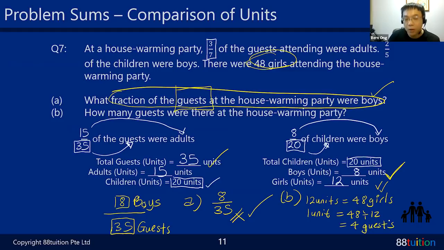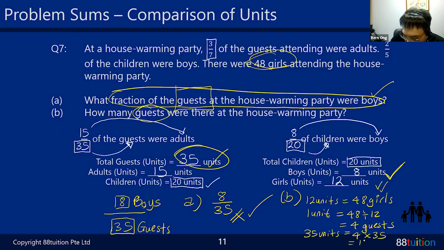What's the question looking for? Total what? Total guests. Total guests is 35 units. So you're looking for 35 units down here. So you take 4 times 35 to give you 140 guests. And that's your answer.